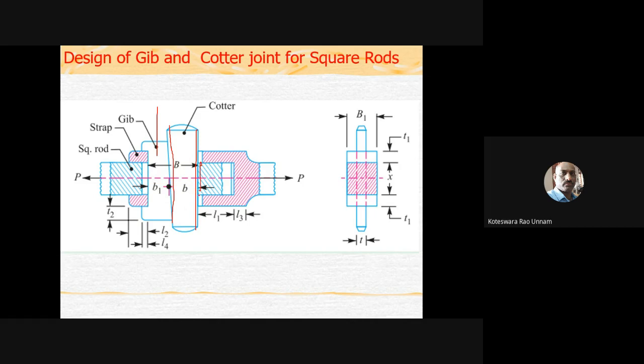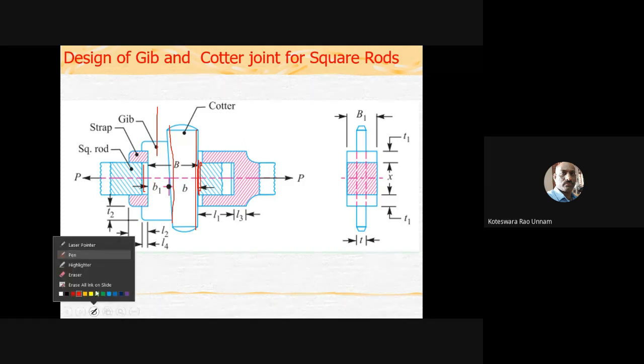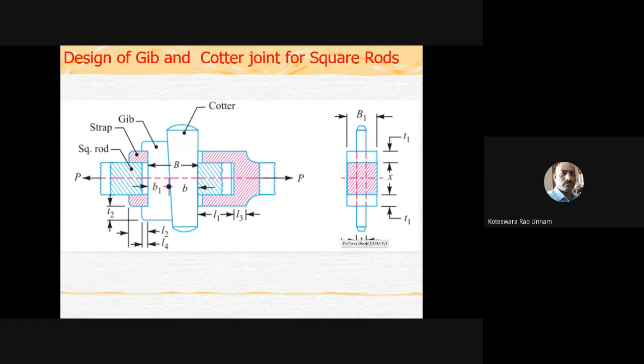There is no clearance here. So that means the bending cannot happen on this side, or tilting cannot happen on this side. Suppose I don't have this jib here, then your rod end is a square one, so there is a clearance between this cotter and this rod end. Because of that clearance, it is going to tilt. So to avoid that tilting, we need to provide a jib. Okay, so this is the picture which shows you your jib and cotter joint.